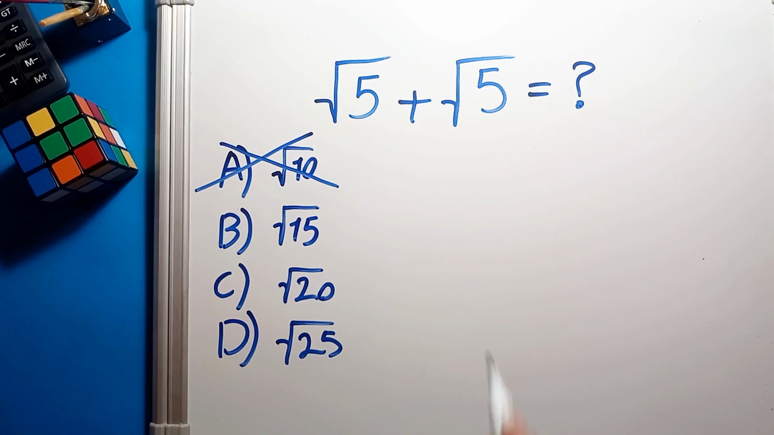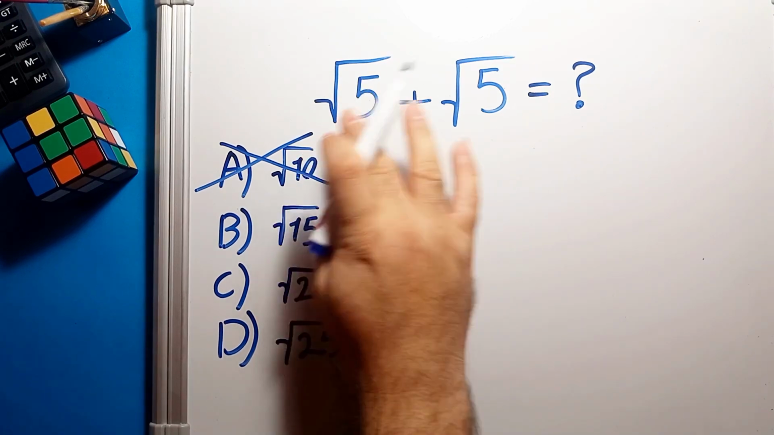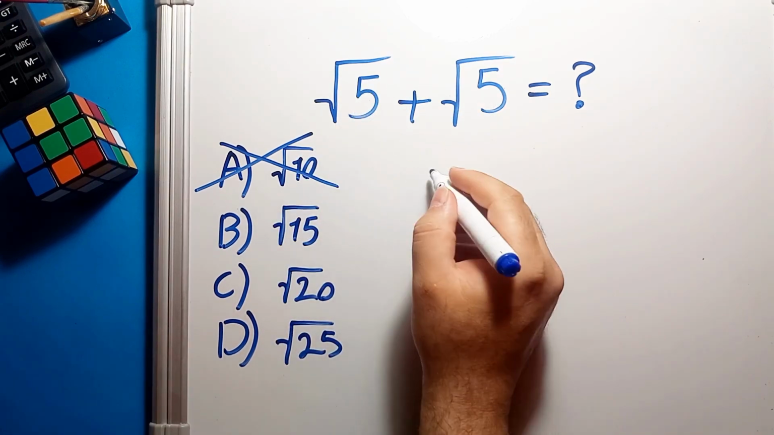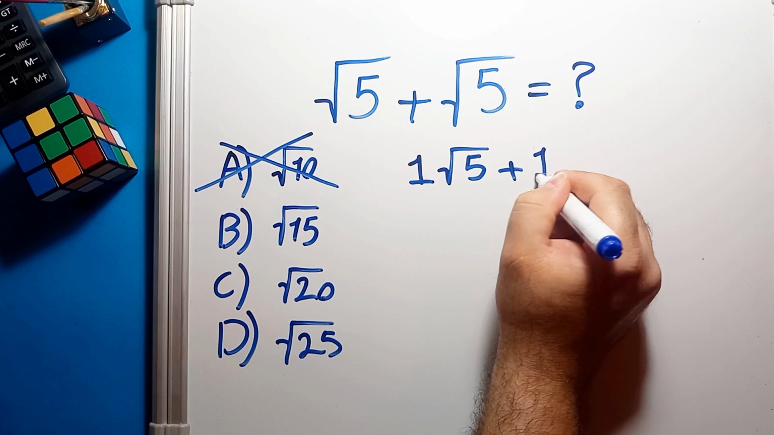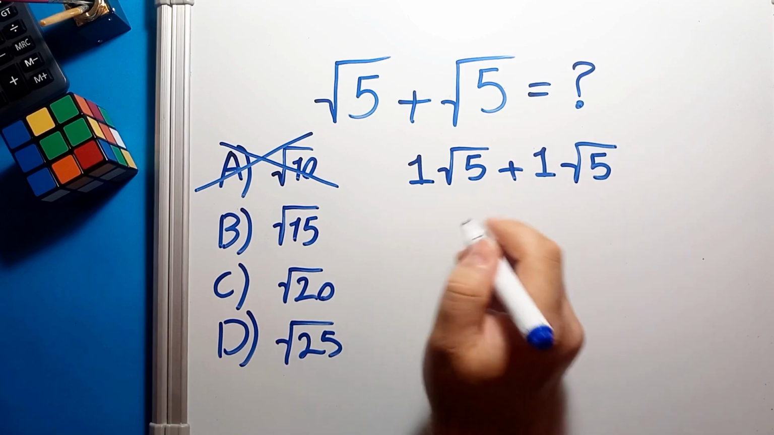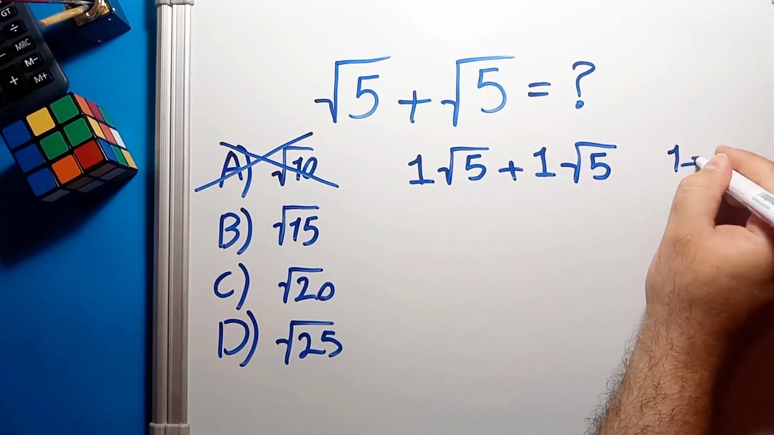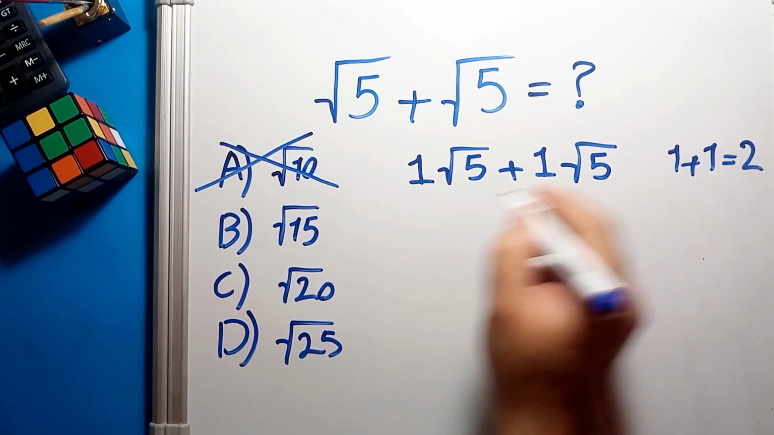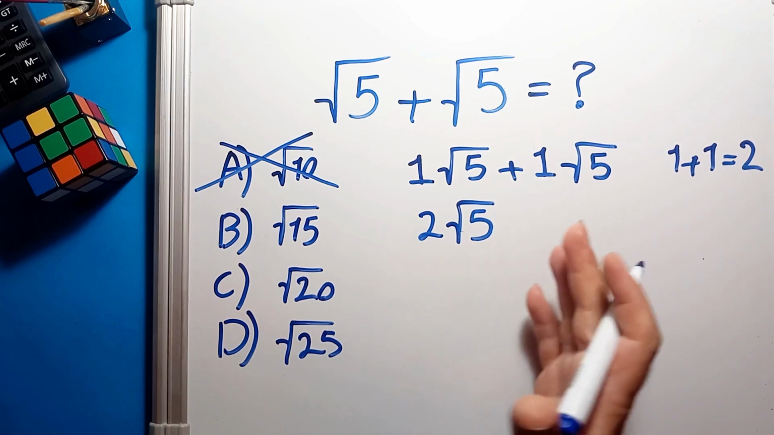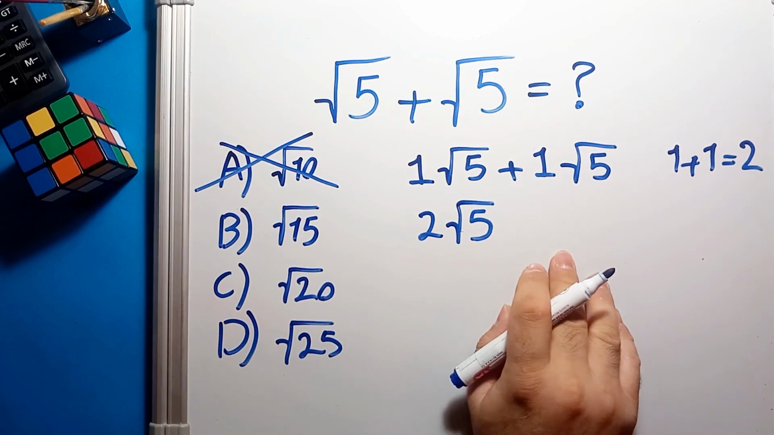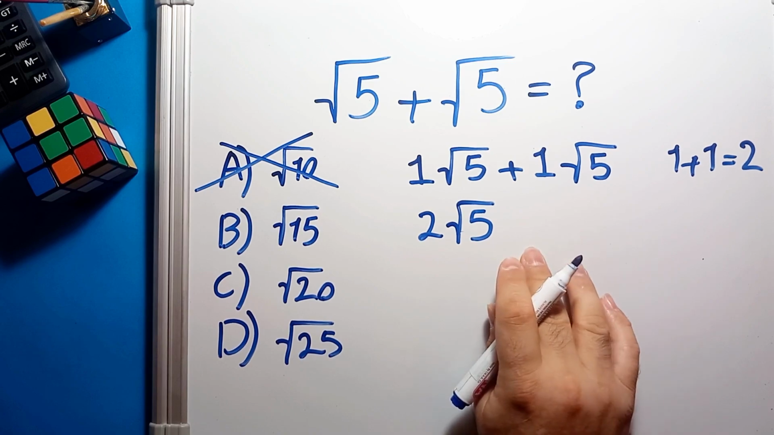Let's start. Look carefully. We actually have a hidden coefficient here. This is really 1 square root 5 plus 1 square root 5. Now, what is 1 plus 1? That's 2. So we get 2 square root 5. That's our result so far. But wait, that answer isn't in the options.